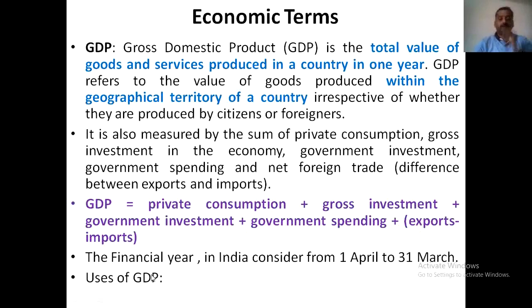Now, the financial year in India is generally calculated from 1st April to 31st March.